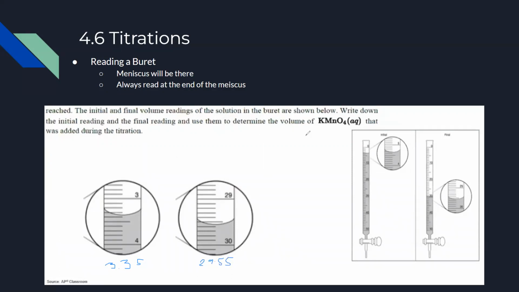Now it's asking us to determine the volume that was added during the titration. You just subtract final minus initial, and you get 29.55 minus 3.35, which is 26.20. So bam, here you have it.